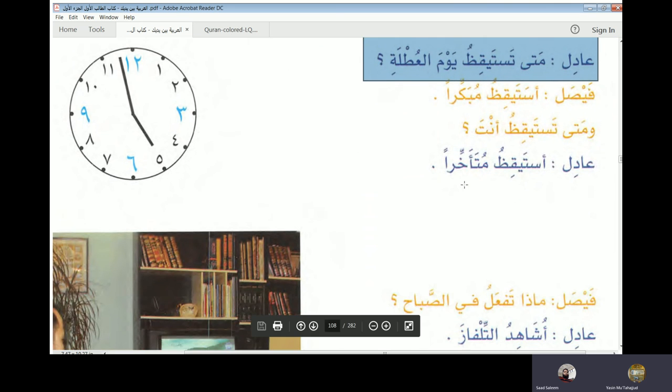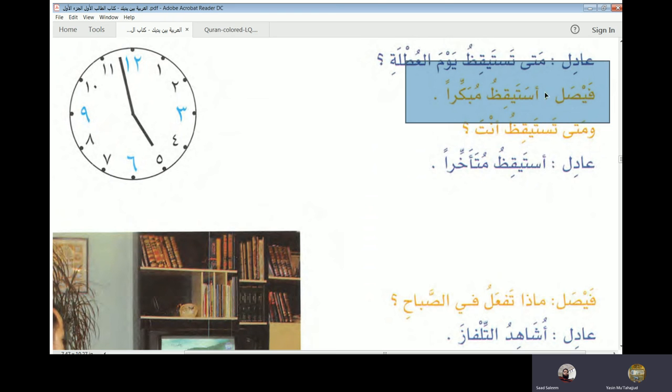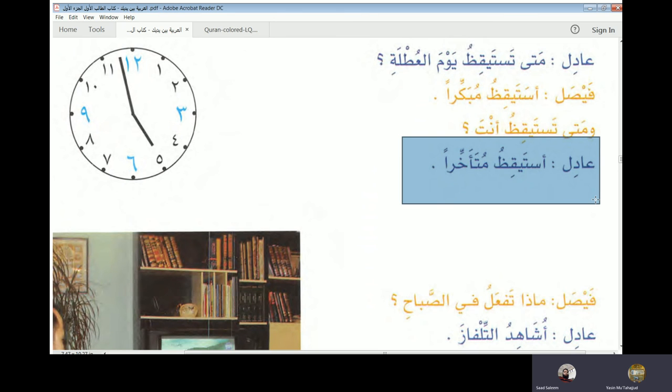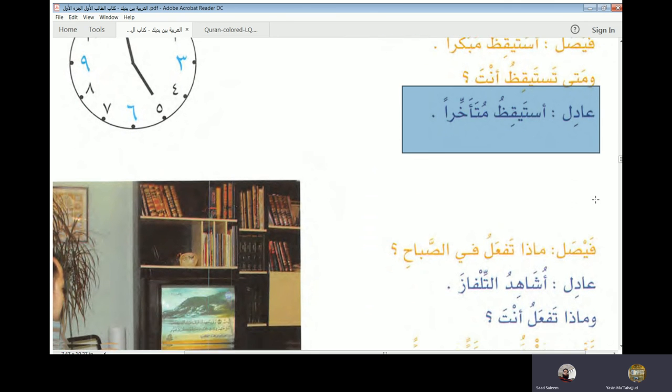And that's Faisal. Astakiz ul mubakiran. Okay, now I see it under the shadow, the kasra. Astakiz ul mubakira. I wake up early. Correct. And when do you wake up? Astakis will muta akharan. I wake up late.